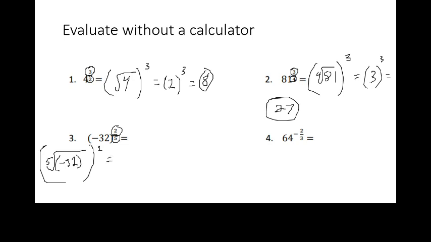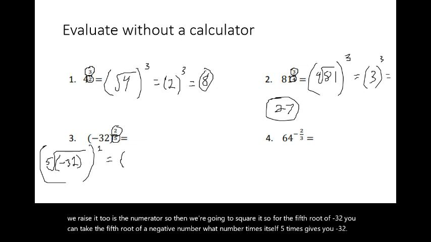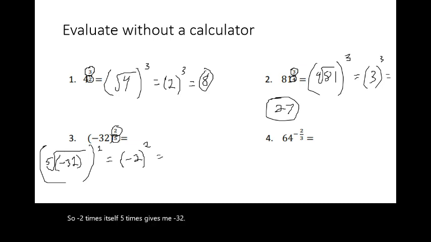So for the fifth root of negative 32, you can take the fifth root of a negative number. What number times itself 5 times gives you negative 32? So negative 2 times itself 5 times gives me negative 32. Then I'm going to take that and square it, and notice how this is in parentheses. Negative 2 in parentheses squared is 4.